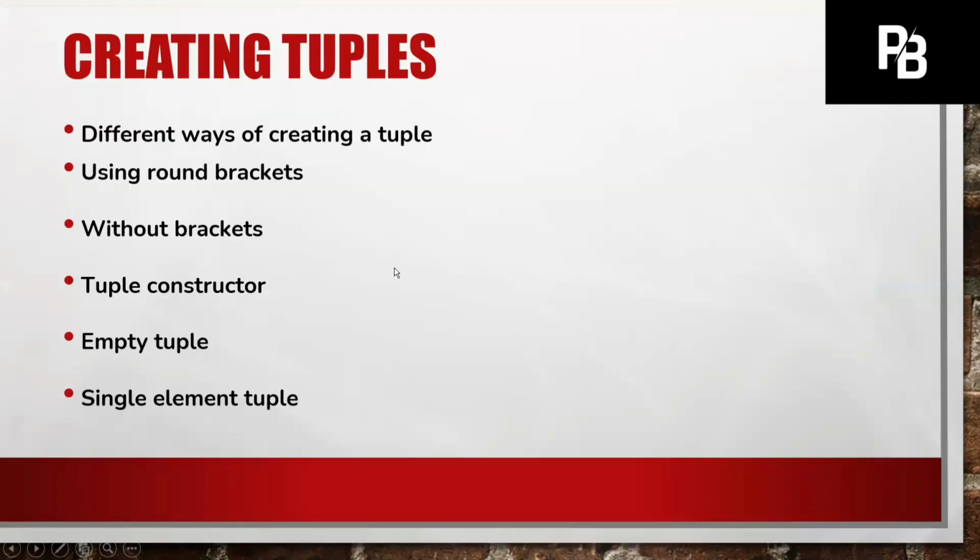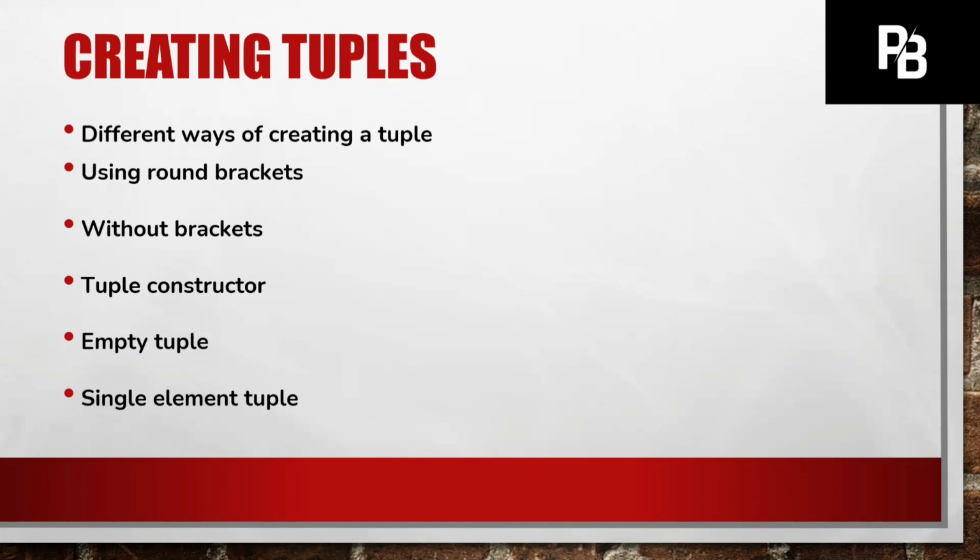Now next we have creating tuples. How can we create tuples, students? We can create a tuple in many ways. We have so many methods here. To create a tuple, put a number of expressions in parentheses. You can use round brackets to indicate the start and end of the tuple and separate the items by commas. So we can use round brackets.